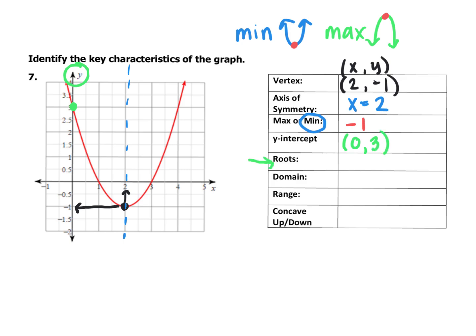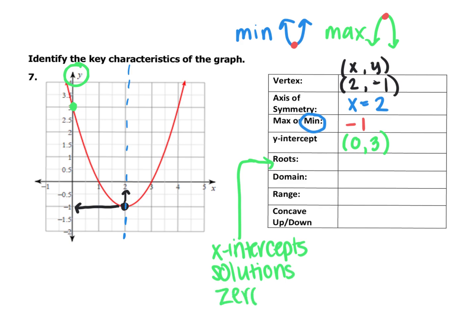Roots can be used in 4 different words. We can use x-intercepts, solutions, or zeros. So we can use any 4 of these words to describe the same thing. We're talking about where our graph crosses our x-axis. Well, our graph crosses our x-axis at 3 and at 1. So we'll say 3 and 1.